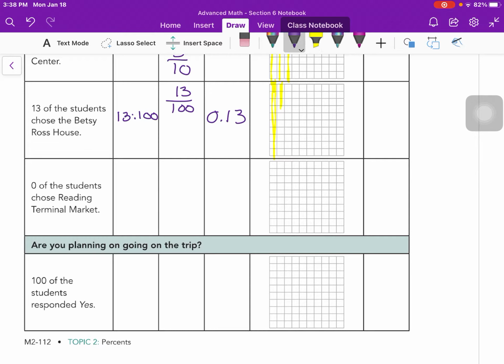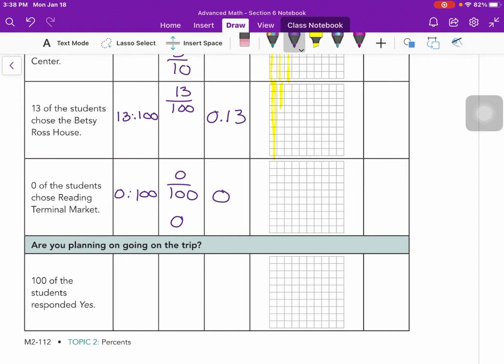0 of the students chose the Reading Terminal Market. Poor Reading Terminal Market, so 0 out of 100 for that. You would write 0 to 100. It's not simplified; simplified would just be 0. You wouldn't write a decimal, it'd just be 0, and you wouldn't color anything in.